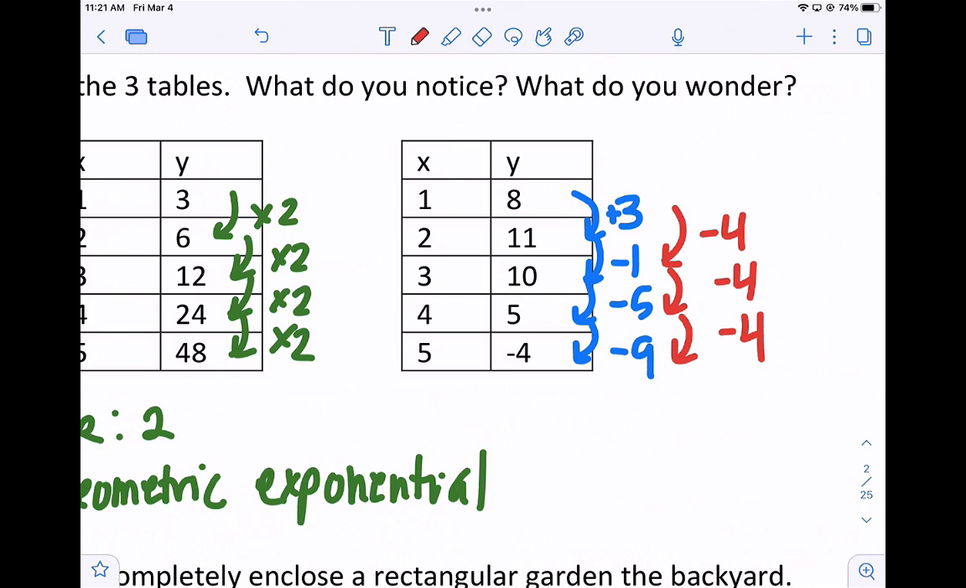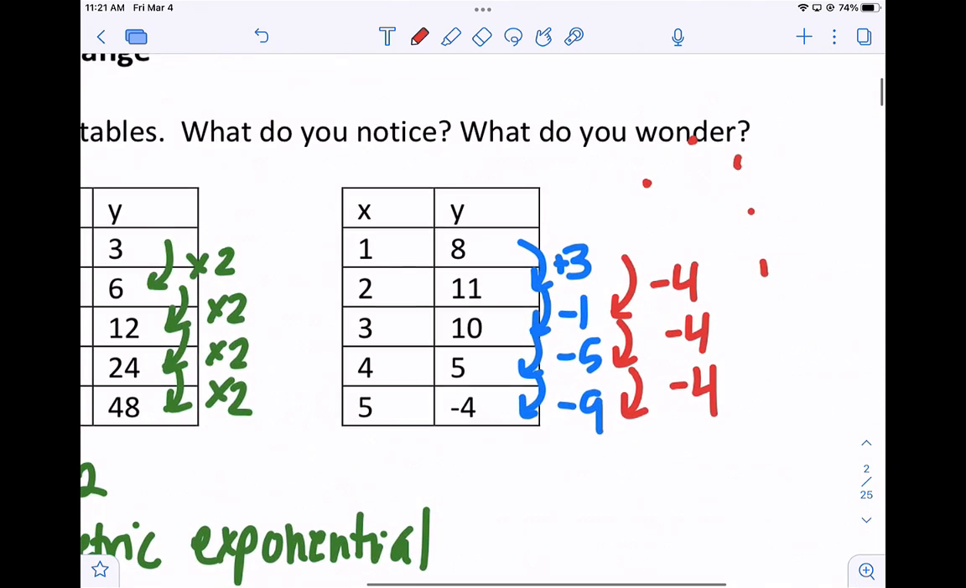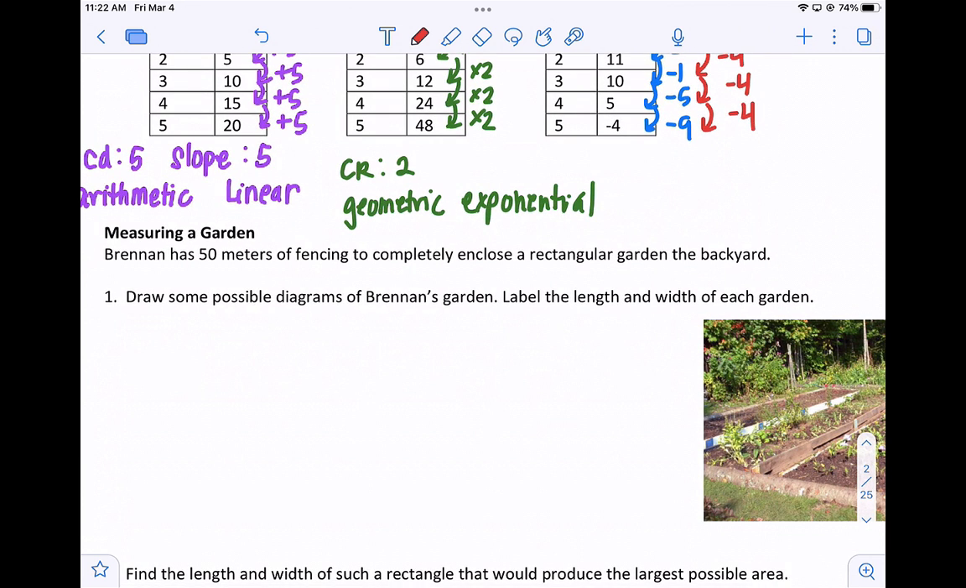So in this pattern, again, we graphed it, looks something like this. That second difference is the same. So in a way, it's similar to arithmetic because you have a common difference, but it's just the second common difference is the same. So today we're going to be looking at a few problems illustrating this new type of change that we're looking at.